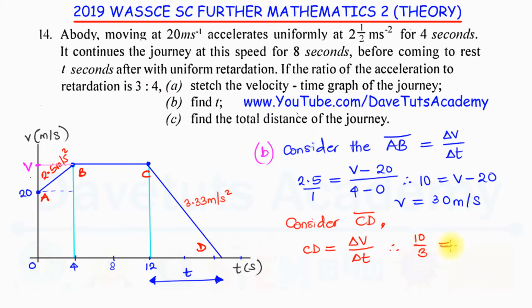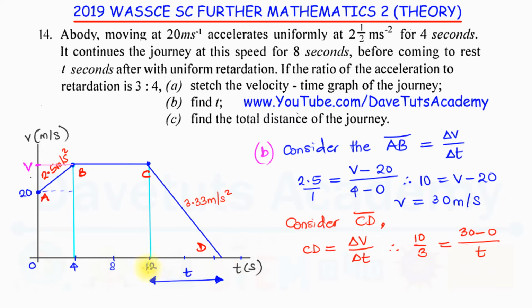10 over 3 is equal to, what's the change in velocity? The change in velocity will be from this final velocity v that we got as 30 meters per second down to the point at which the body is at rest, which is 0. So we can have it as 30 minus 0 over, what is the change in t? Initially, the time is at 12 seconds, but now we don't know the final one. But the difference between them is this particular time, t. Okay, so it is just t.